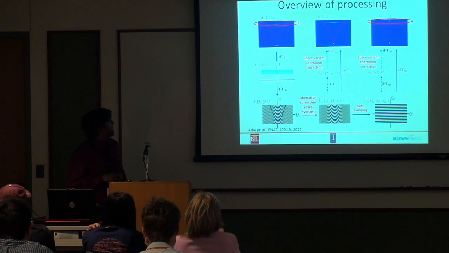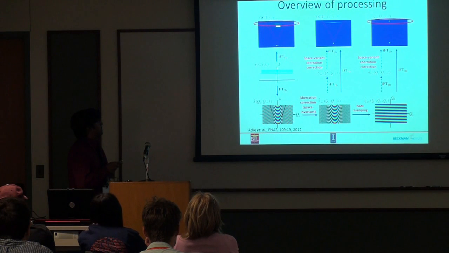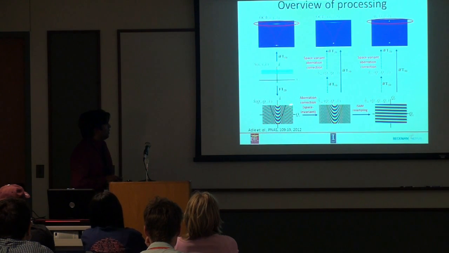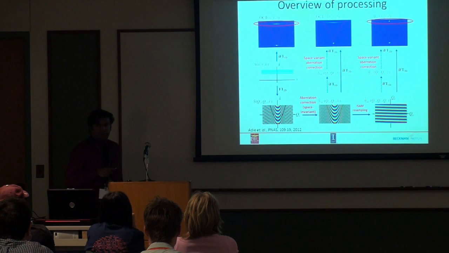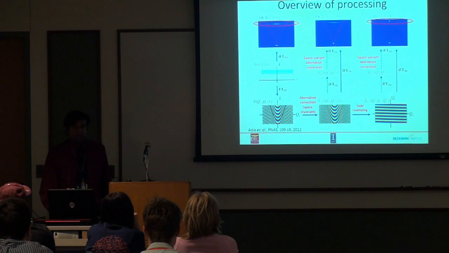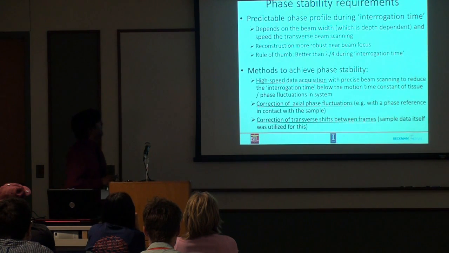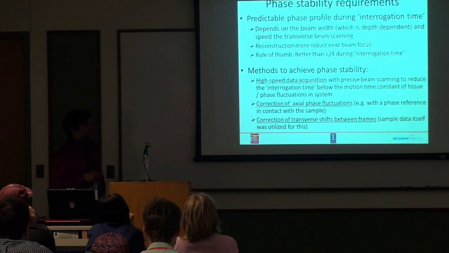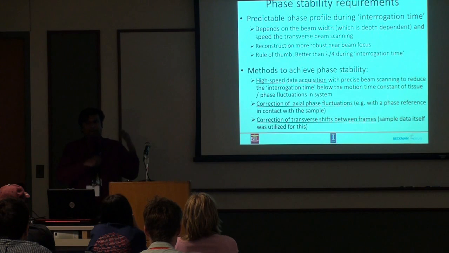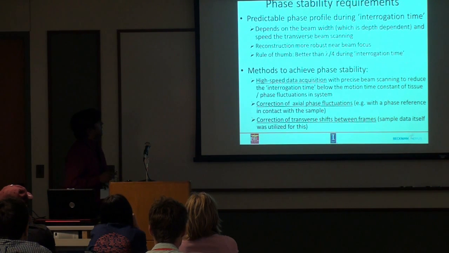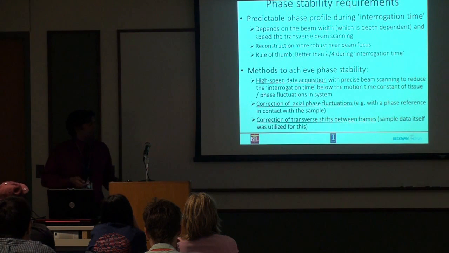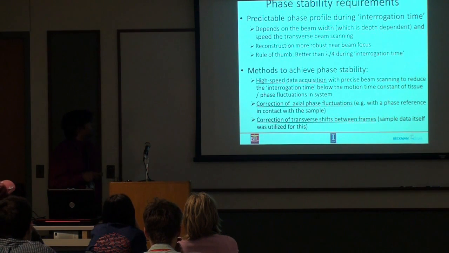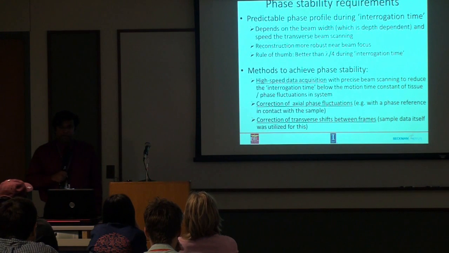So now you can imagine that as a given scatterer is being measured, in order for it to give a predictable phase profile in the Fourier domain, this actually comes with some restrictions on the phase stability. And so this predictable phase profile is actually needed during the interrogation time of that scatterer, which depends on the beam width, or how far away from focus it is, as well as the transverse beam scanning speed. Now what this means is that the reconstruction is more robust near the focus.